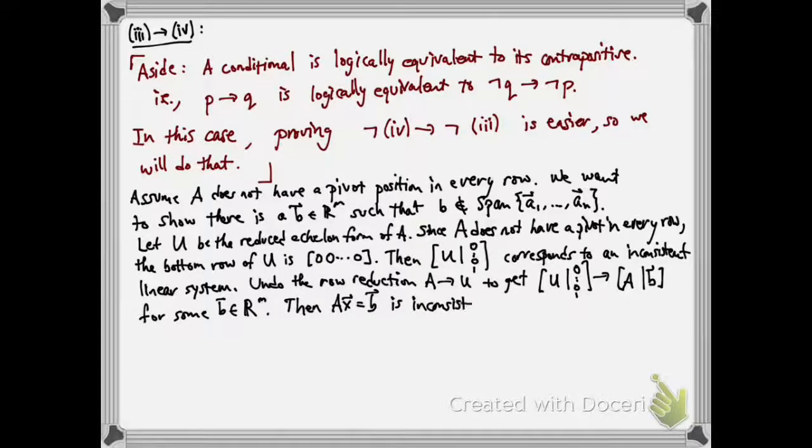If we undo the row reduction from A to U, and we do that to the augmented matrix U with 0, 0, 0, 0, 1, we would undo it and get A and then some vector B in Rm. And that tells us Ax equals B is inconsistent, and so B is not a linear combination of the columns of A.